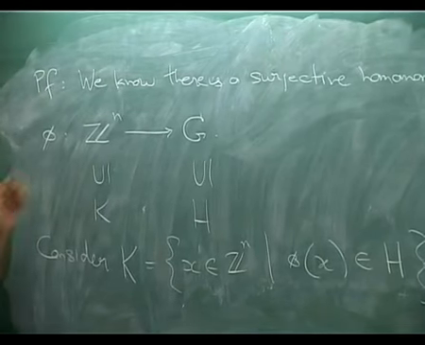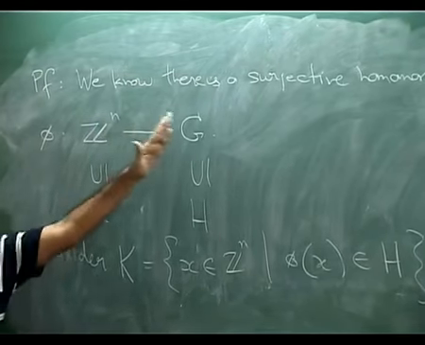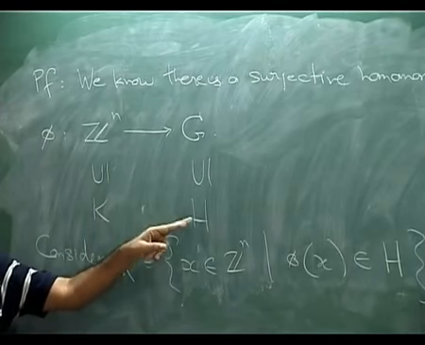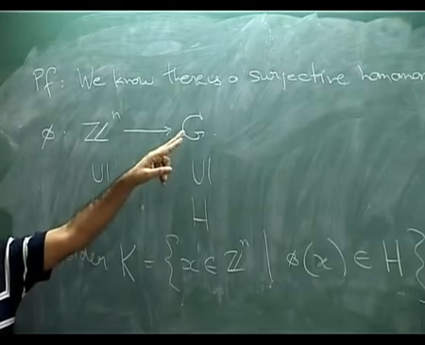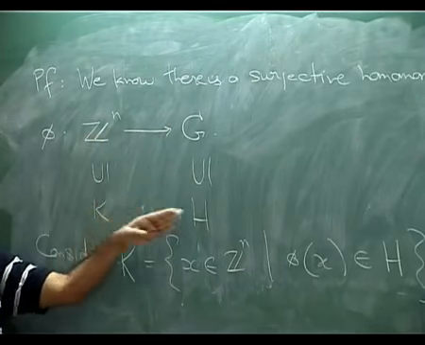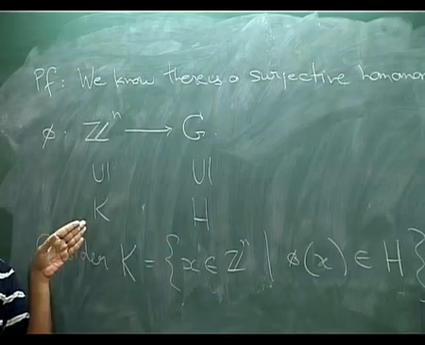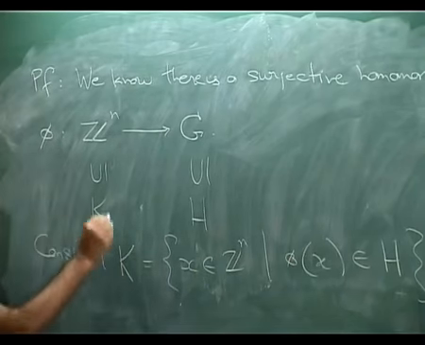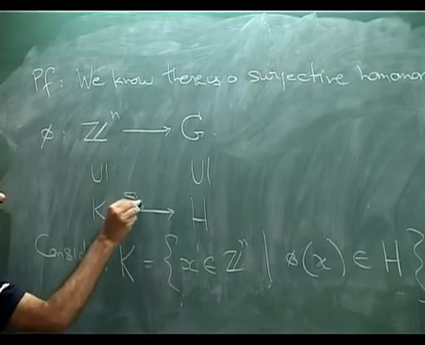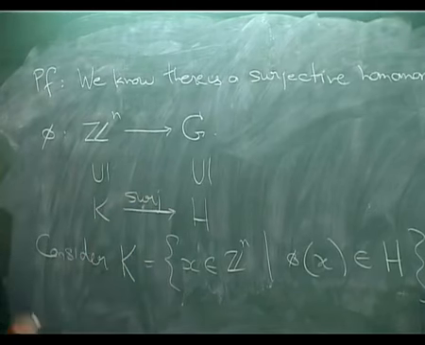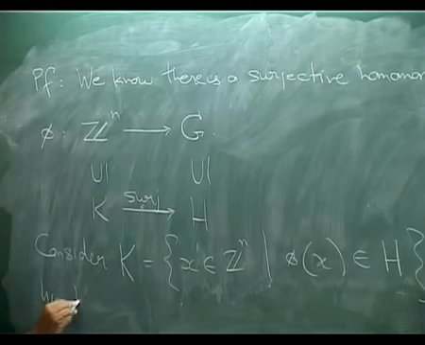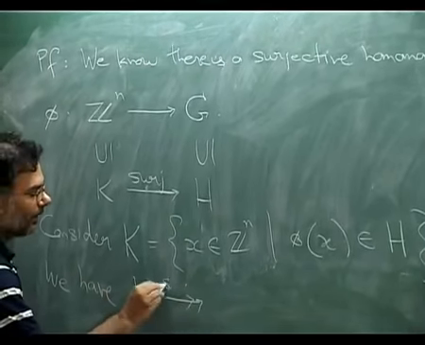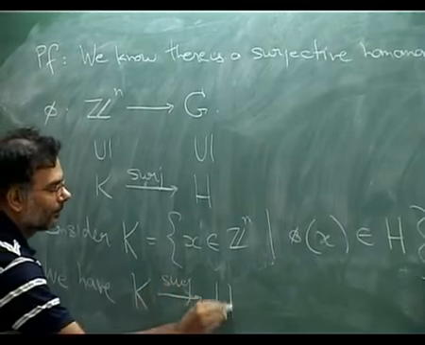K is a subgroup here, and since this mapping is surjective, this mapping will also be surjective. Why is this surjective? Because if I take any element in H, it belongs to G, so there is some element here, and of course that element belongs to K, because K consists of all those x such that phi of x is in H. So this is surjective. So we have K maps surjectively to H.